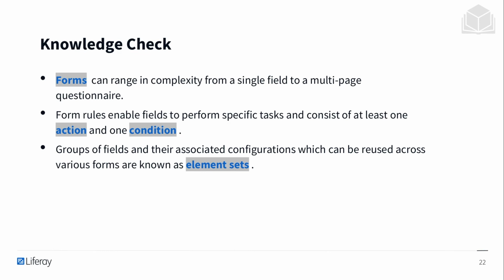Forms can range in complexity from a single field to a multi-page questionnaire. Second, form rules enable fields to perform specific tasks and consist of at least one action and one condition. And lastly, groups of fields and their associated configurations which can be used across various forms are known as element sets.